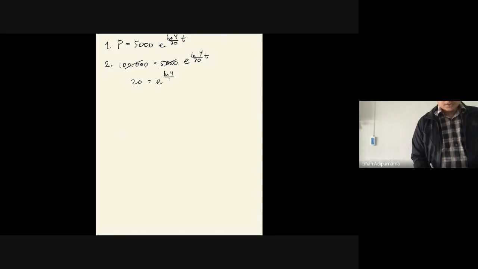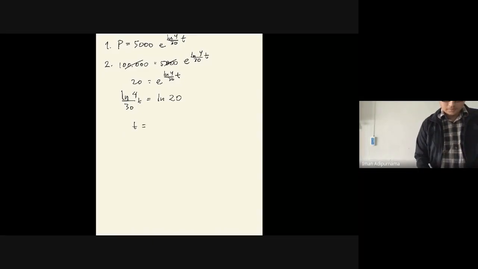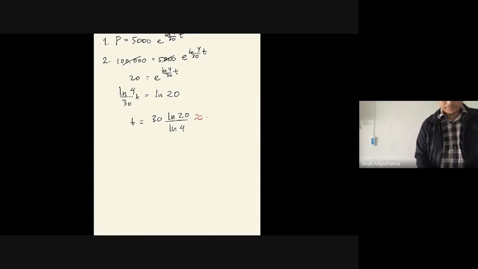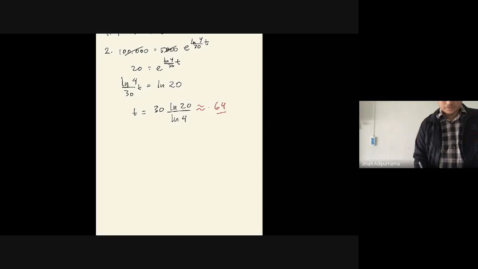And number 2, when it has 100,000, it becomes 20 equals e to the ln 4 over 30 t. And t becomes 30. Yeah, you can calculate this, maybe around 64 minutes.